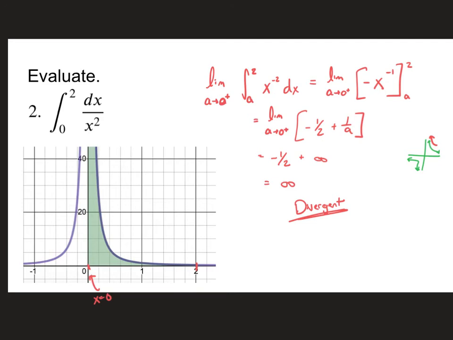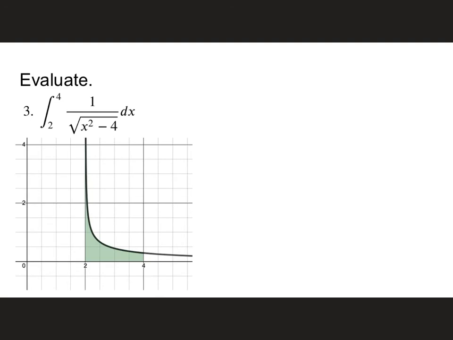Time for the last problem. Let's check it out. So the integral from 2 to 4 of 1 over the square root of x squared minus 4. So let's look at that. The graph I have shown here for you. So you'll see that 4 is where that ending point is, but at 2, it appears that I have a vertical asymptote. And in fact, I do in this particular problem.